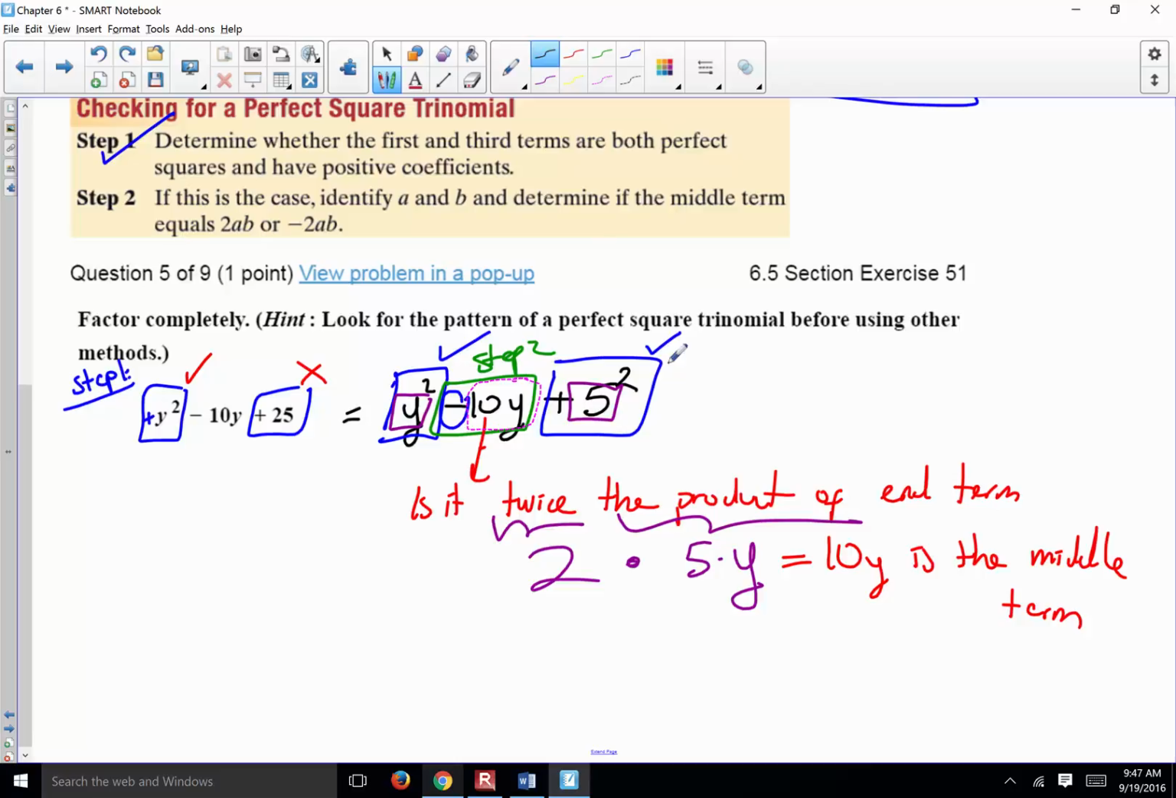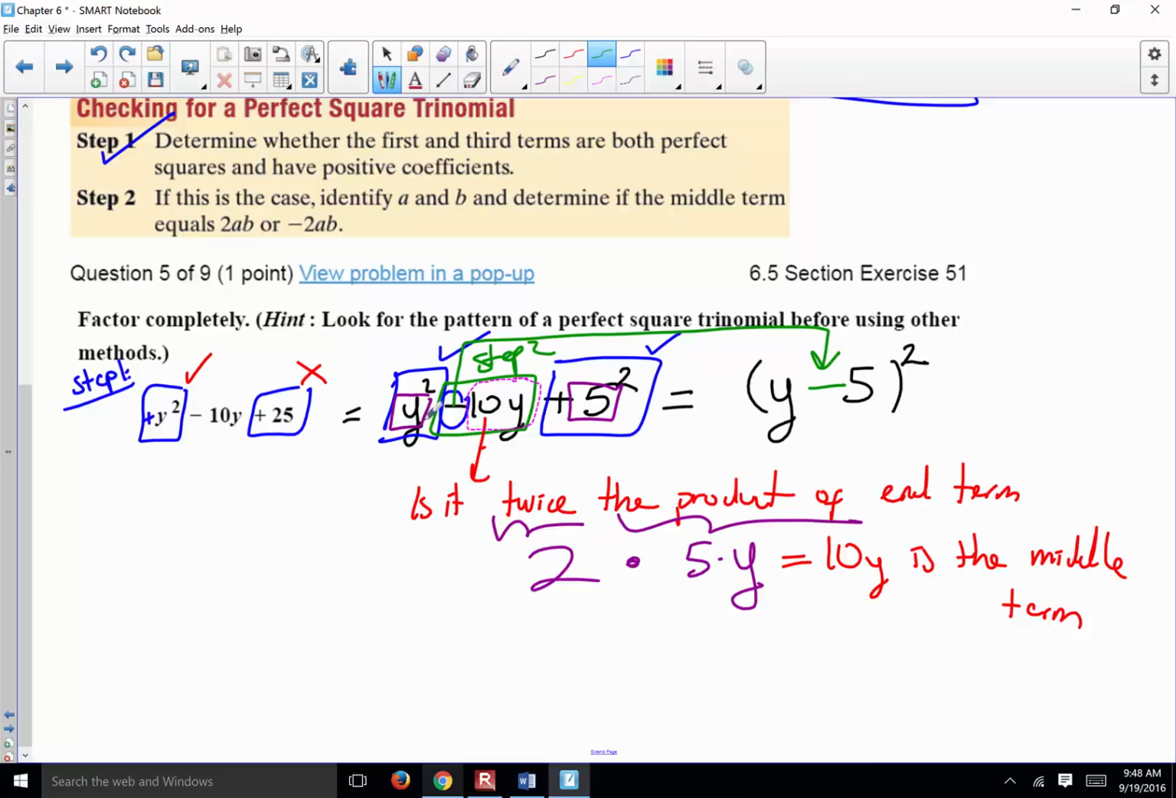Then we are almost done. You just need to make it a perfect square with those two end terms, y and 5. With this middle term, middle sign, you get to choose this according to the sign here. Just inherit the sign there and put it here. Okay?